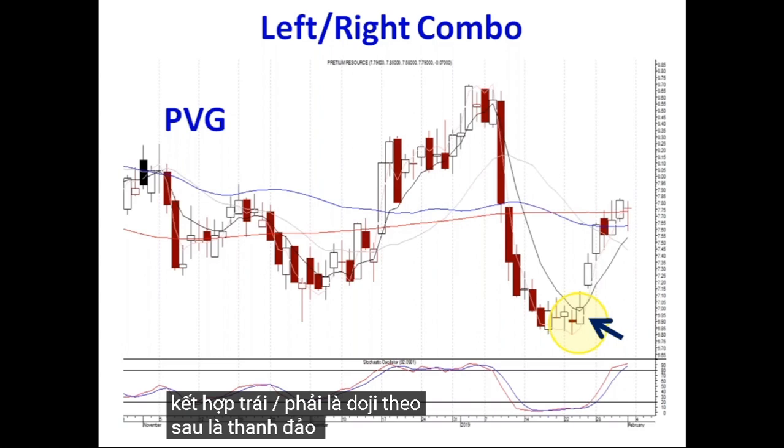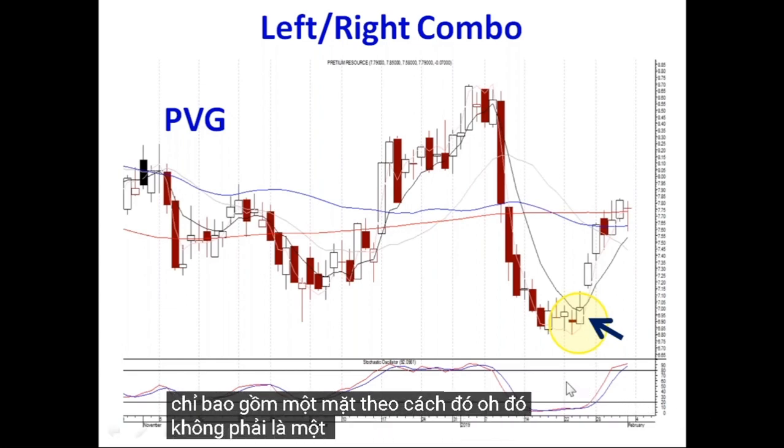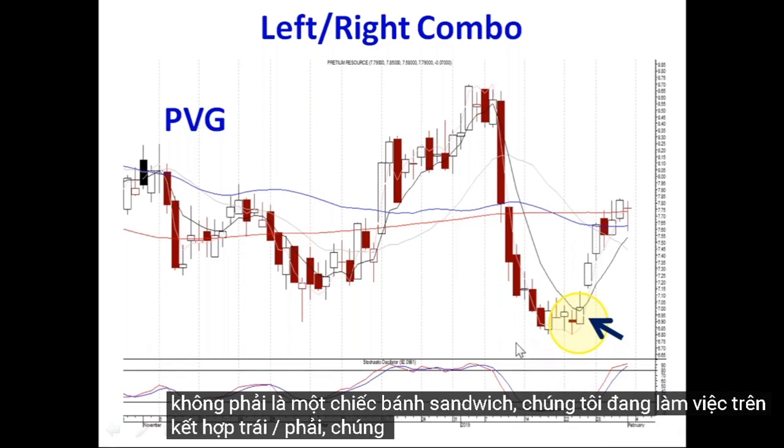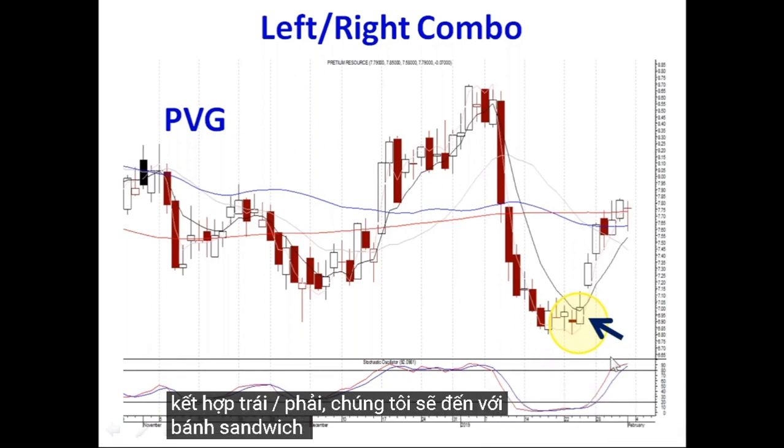You say the left-right combo is a doji followed by a reversal bar. That sentence only covers one side. Oh, that's not a sandwich. We're working on the left-right combo. We'll get to the Doji sandwich here in a little bit.